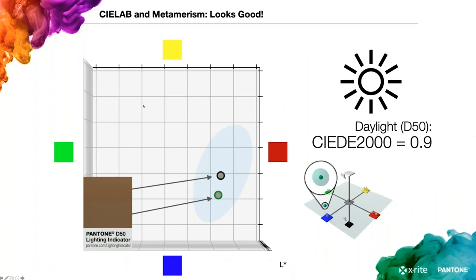So I want to take you through an example of metamerism. Pantone sells a product called the D15 lighting indicator. I have the yellow, green, blue, and red squares to show you the orientation of a color in CIELAB space. So we're looking top down, from the top of this axis down to the color plane, A-star, B-star.